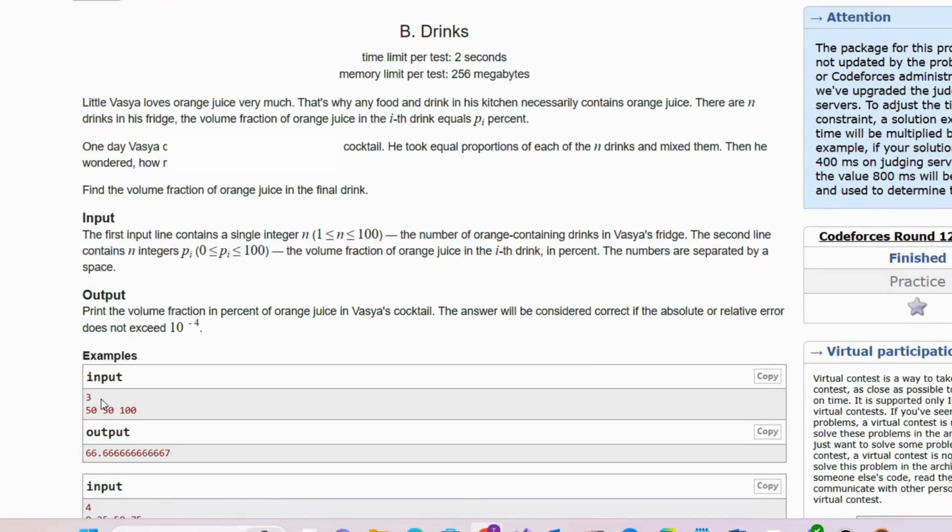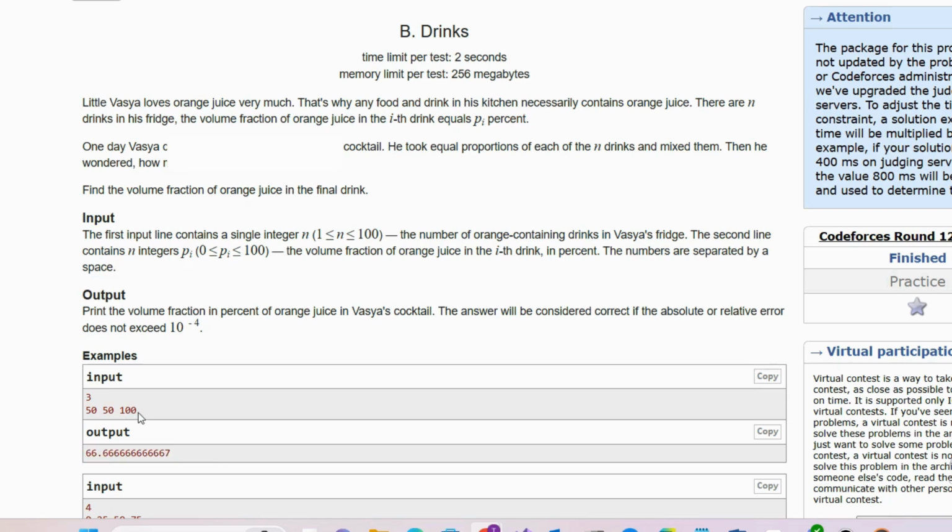Suppose we have 3 drinks with percentages 50, 50 and 100. When we mix them, the total percentage is 50 plus 50 plus 100, which equals 200. The average percentage is 200 divided by 3, which equals 66.6667.